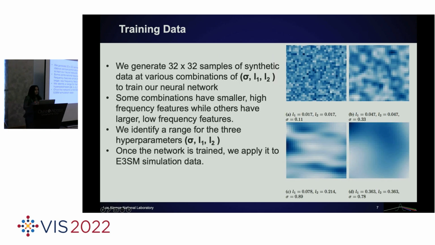And so we generated 32 by 32 samples, just kind of picked a reasonable size, of synthetic data at various combinations of these three sigma, L1, and L2 parameters to train our neural network. And we know that some combinations have smaller high-frequency features, where others have larger low-frequency features. And so we identified a pretty reasonable range for a hyperparameter set to train over. But we realized as we trained our model and applied it to actual data that values slightly outside of this range work pretty well too.